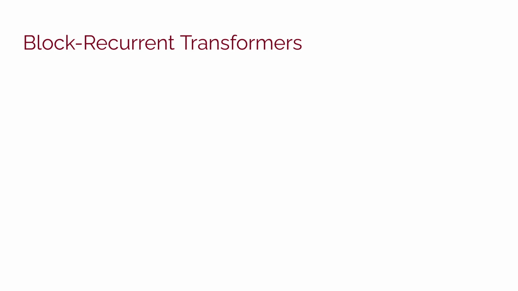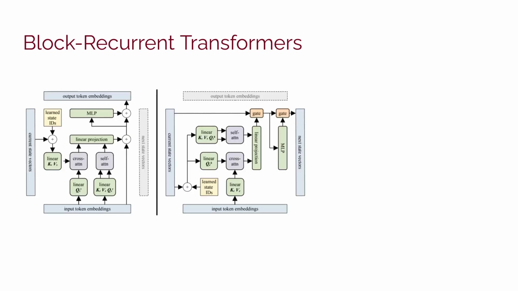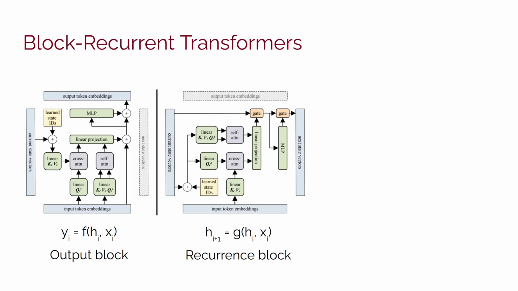So, block recurrent transformers. This is basically the diagram of how it looks. I will explain how it works, the outline at least. So it's got something called an output block, which gives you the final output, and you've got something called a recurrence block. The way it works is it uses something called a state, and as it traverses through an input sequence, it updates that state, and using the current input and the current state, it tries to calculate the output.